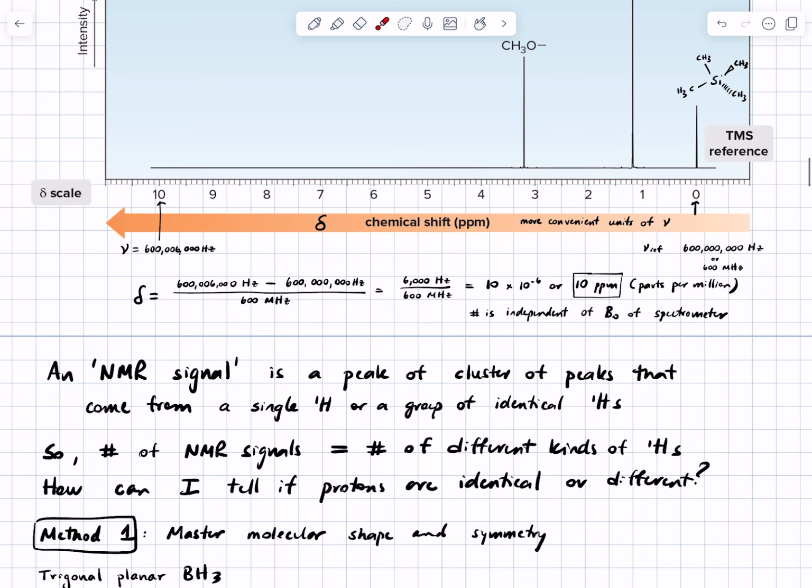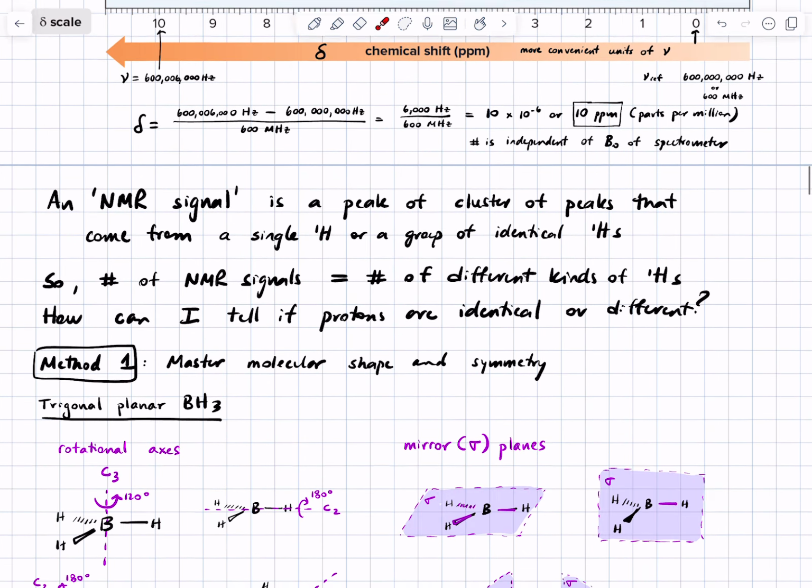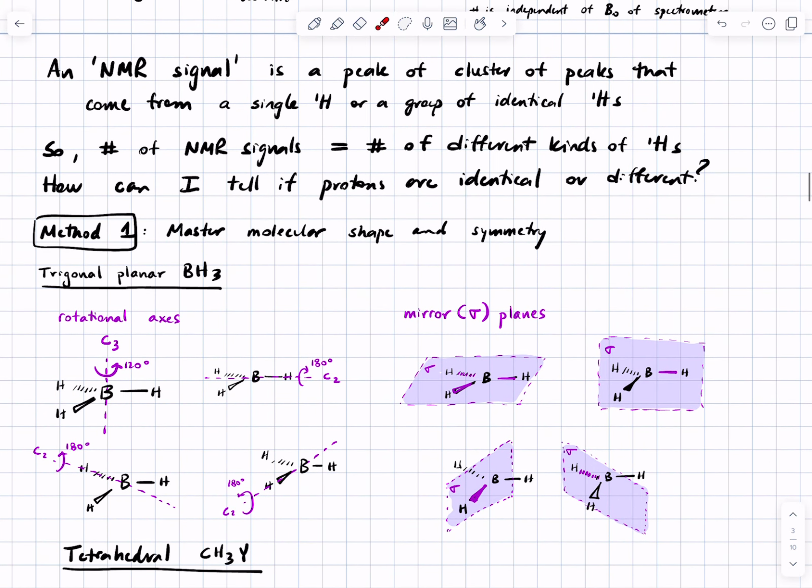So, before we talk too much about the symmetry method, I need to remind you of what are called symmetry operations. There are 2 of them that will be relevant here. One is called a CN axis of rotation, where n, we'll talk about what n is, and then the other is a mirror plane operation.